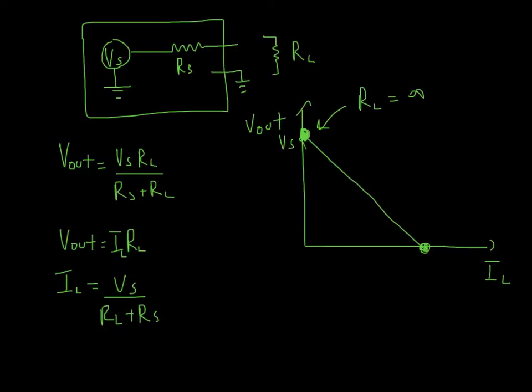Okay, let's go to the other extreme. How about down here? This is the maximum value of I load. When do we get the maximum current through here? Well, it's when we short it out. It's when RL equals 0. So this is for RL equals 0. And so we can label this as I short.